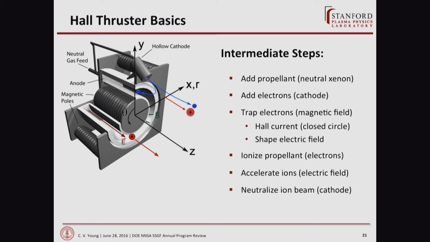And you need to neutralize the beam. So actually 90% of the cathode electrons will end up neutralizing the beam. Otherwise, you end up charging up your spacecraft, and eventually this won't work anymore because your ions will just turn around and go backwards.